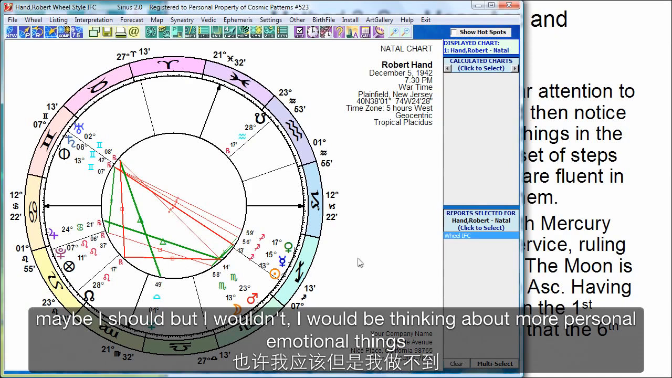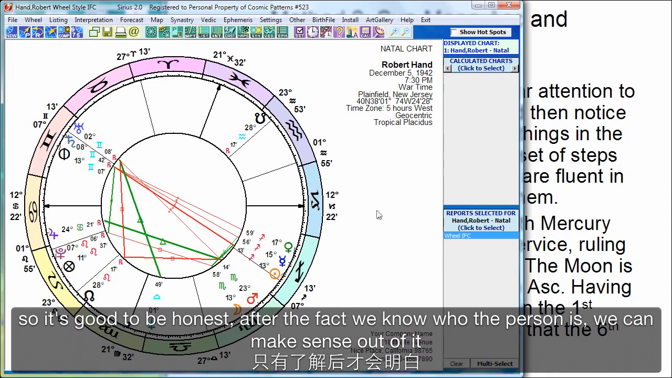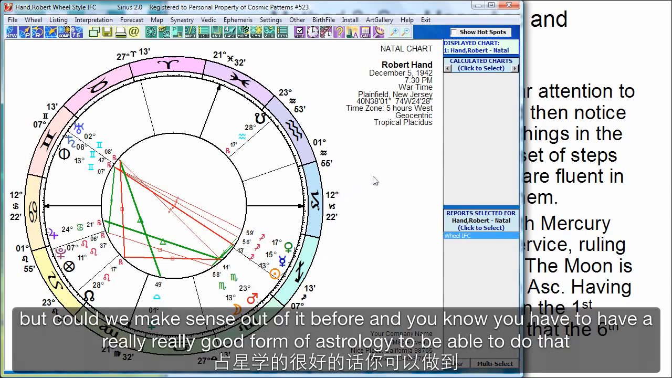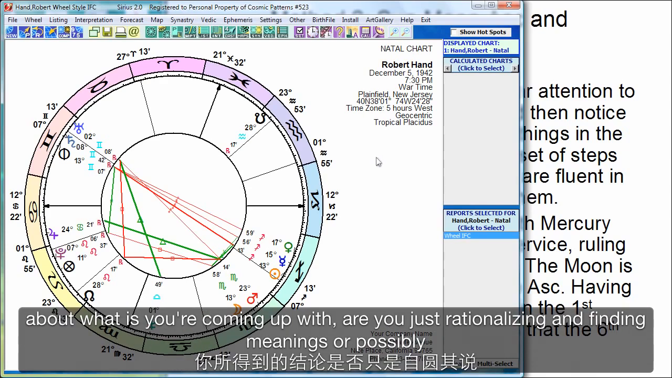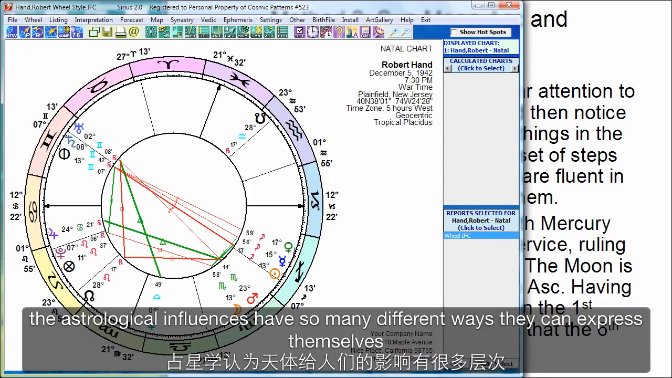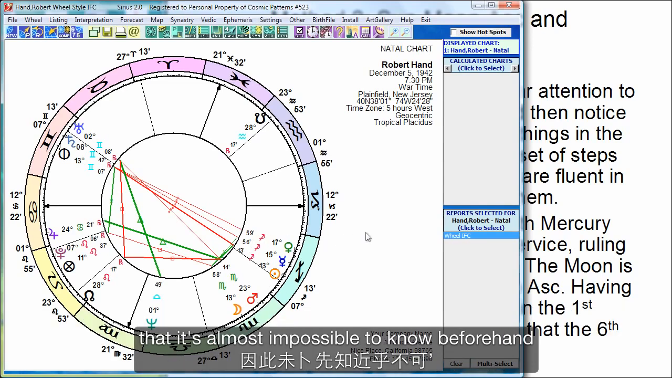I would be thinking about more personal, emotional things. So it's good to be honest. After the fact, we know who the person is, we can make sense out of it. But could we make sense out of it beforehand? You'd have to have a really, really good form of astrology to be able to do that. And so when you're learning astrology, it's good to think critically about what you're coming up with, and are you just rationalizing and finding meanings, or possibly the astrological influences have so many different ways they can express themselves that it's almost impossible to know beforehand.